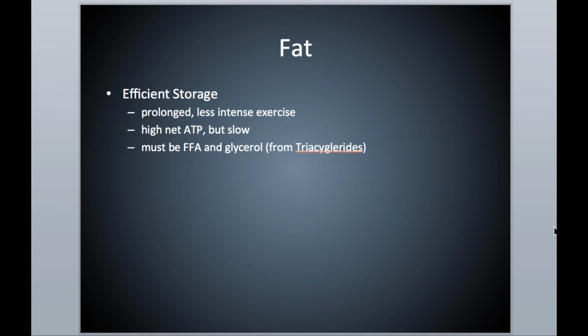So again, it has a high net ATP, but it is a little bit slower. It's not as efficient at getting that ATP. And again, the storage form is triglycerides, and they're stored in the adipose tissue, the subcutaneous adipose tissue. It has to be broken up into free fatty acids and glycerol. That's what the two components are: you have 3 fatty acids, which is where the tri comes from, and you have a glycerol molecule.